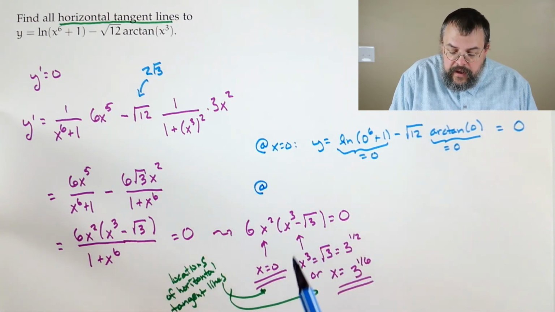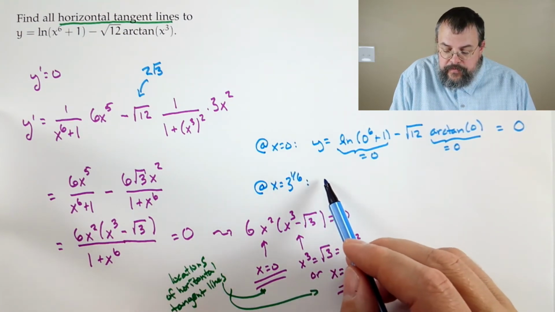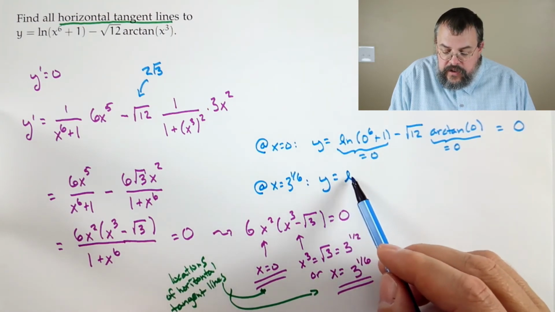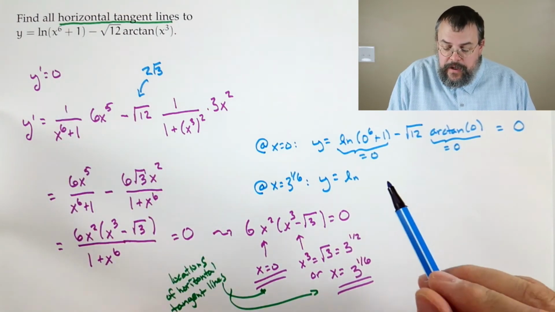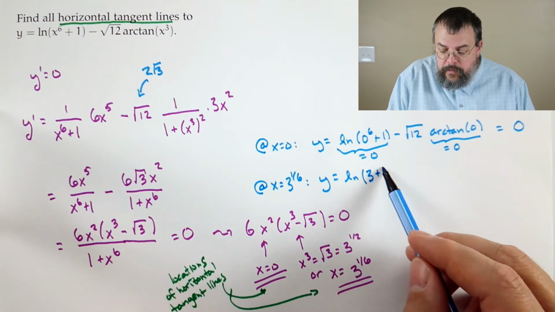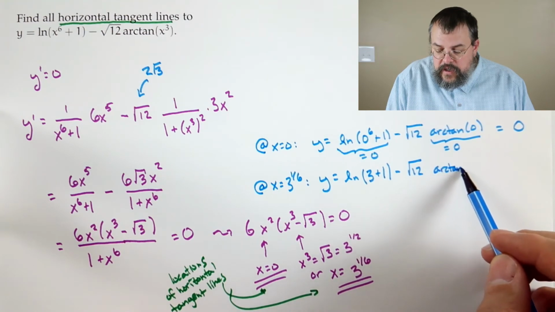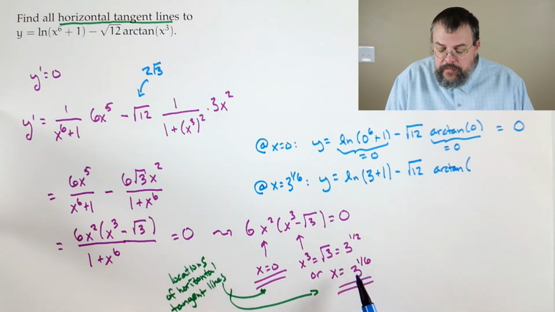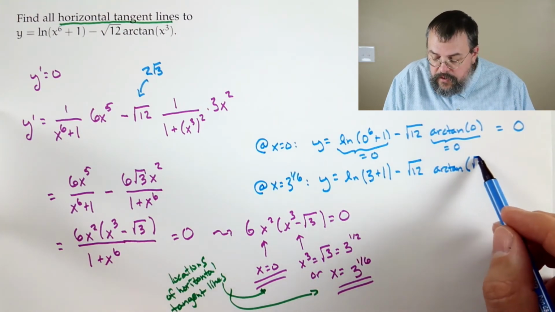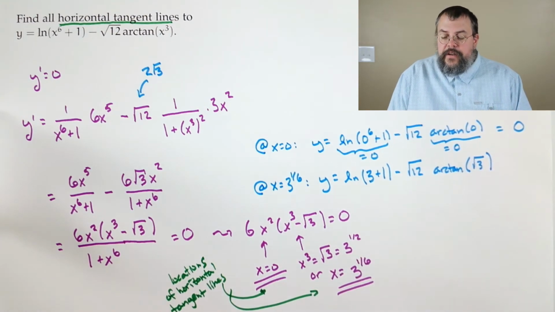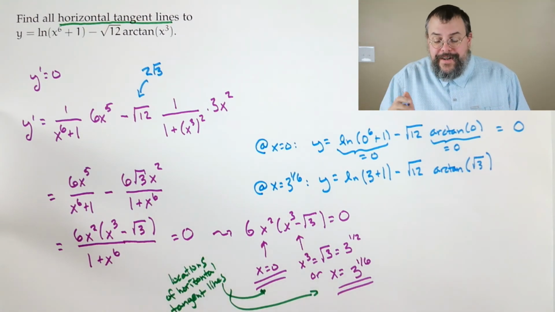What happens at our other place? X equals 3 to the 1/6. Well, we get natural log. So I have 3 to the 1/6 power, and then I raise it to the 6th power. Well, that'll become 3 plus 1. Then minus root 12. Then we have arctangent of 3 to the 1/6 cubed. Well, really, look, we know what x cubed is. It's 3 to the 1/2. So it's square root of 3. Now, can we simplify? Well, 3 plus 1, we can do that. That's equal to 4.